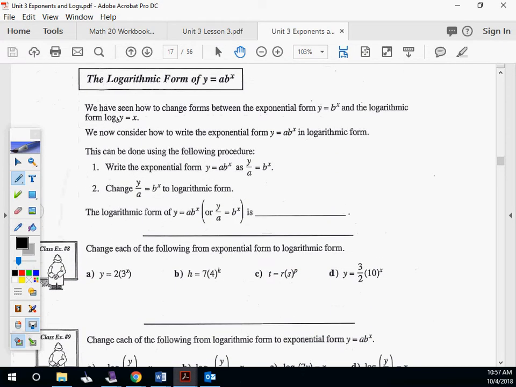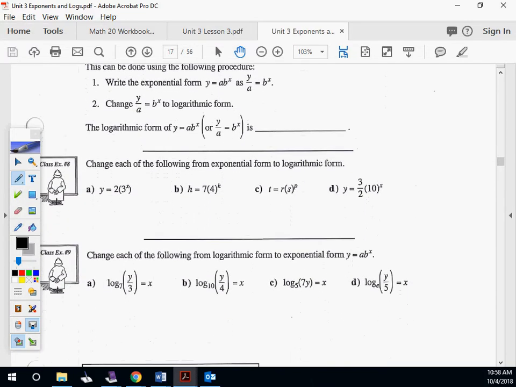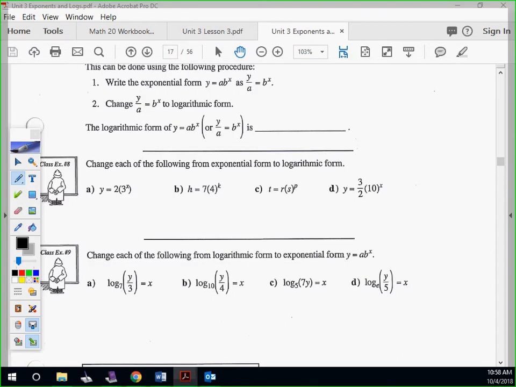Logarithm form y equals a b to the x. We've seen how to change the forms between exponential and logarithmic. We now need to consider how to write the exponential form y equals a b to the x in log form. This can be done by using the following procedure. So this is what you were asking, Leah, in terms of where the a comes in place. We can write it as: bring the a over, change it to a logarithm, and then bring the a back, essentially. So I don't like it with the letters. Maybe we should do a couple examples here, but it's going to look like this.